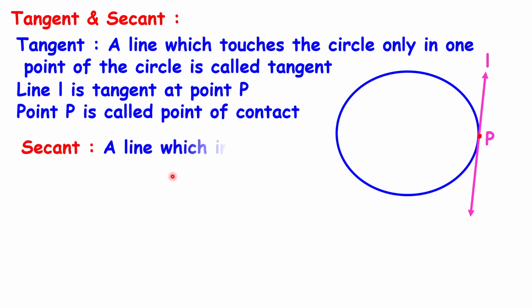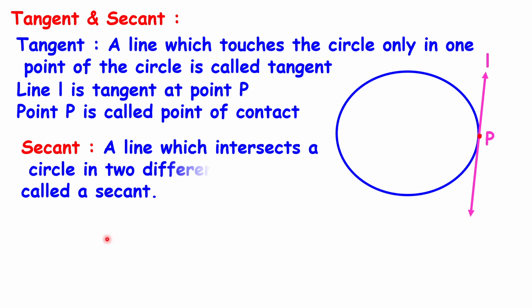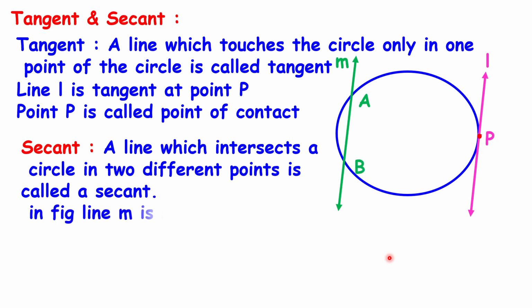Secant. A line which intersects a circle in two different points is called secant. In this figure, line M intersects the circle at two different points A and B. Therefore, line M is the secant of the circle.